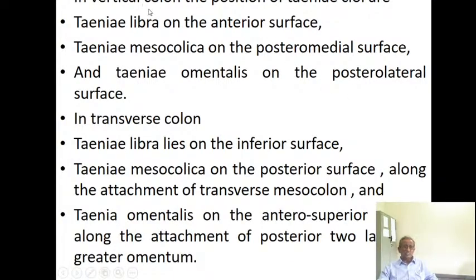Now the tinea in the vertical position: tinea libera lies on the anterior surface, tinea mesocolica on the posterior medial surface, and tinea omentalis on the posterior lateral surface. In the transverse colon, tinea libera lies on the inferior surface, tinea mesocolica on the posterior surface along the attachment of the transverse mesocolon, and tinea omentalis on the anterior superior surface along the attachment of the posterior two layers of the greater omentum.